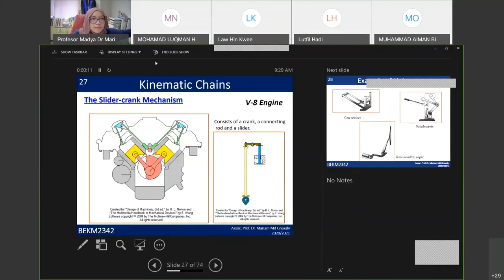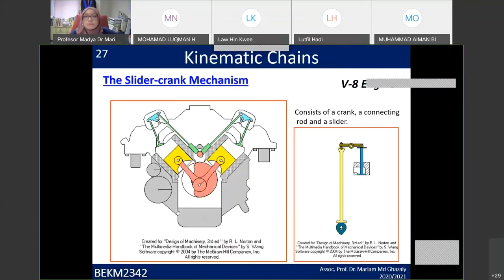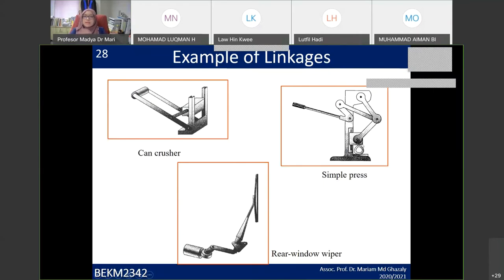So anyway, it's okay. Let's go next. This one is just an example of the features.